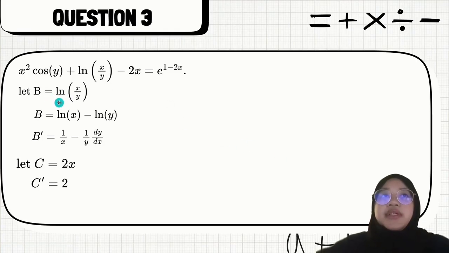Next, let b equal to ln x over y. We will get ln x minus ln y. This we will use the law and we will get b prime equal to 1 over x minus 1 over y, and it is the same like plus 1. Since y depends on x, we need to multiply with dy/dx, and then let c equal to 2x. After differentiating, we will get c prime equal to 2.